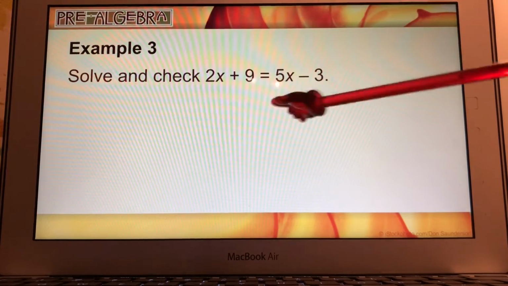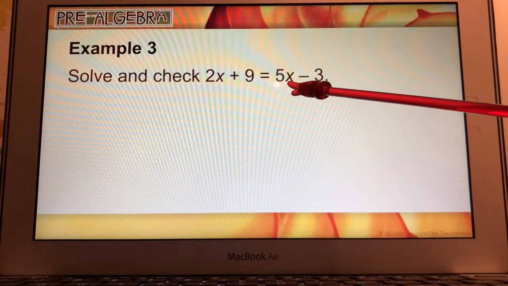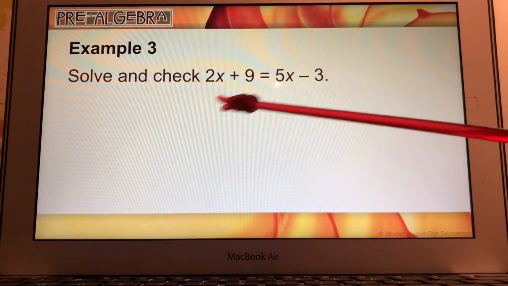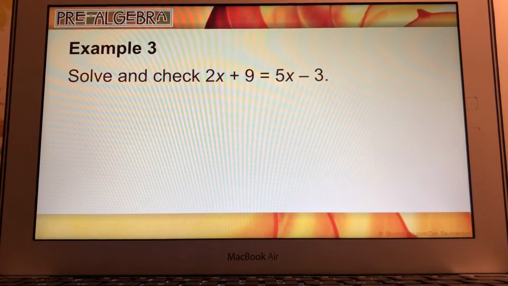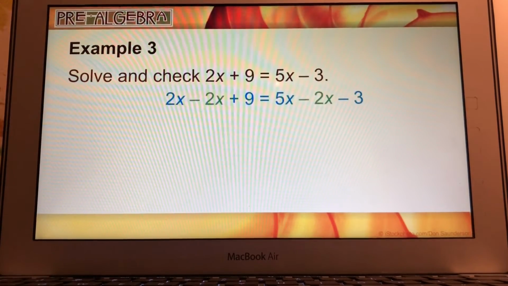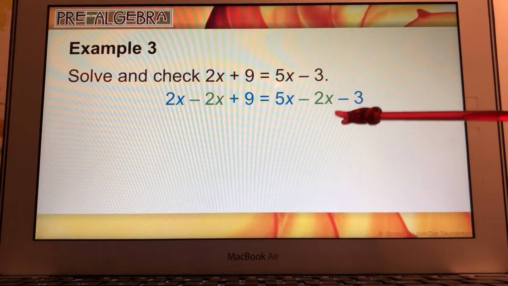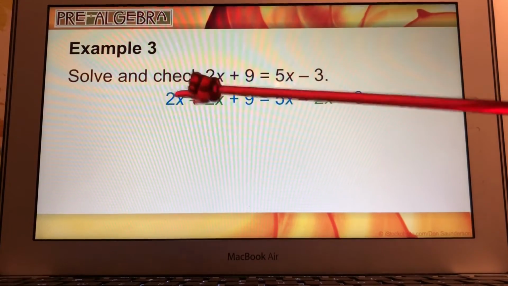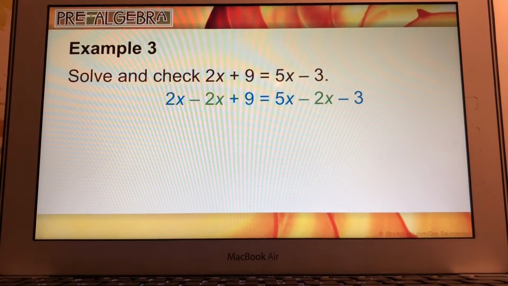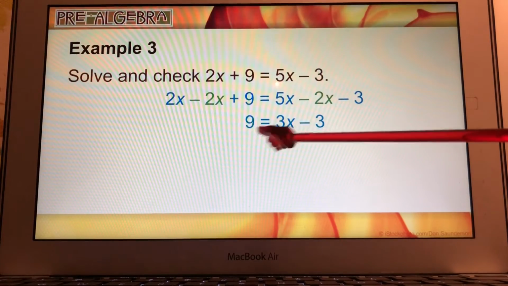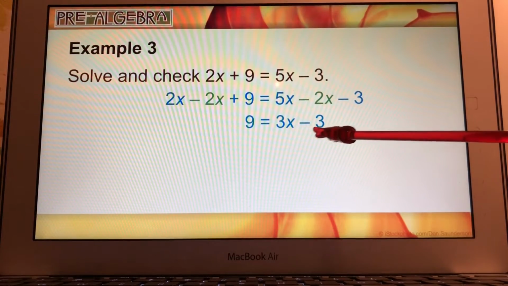For this next equation, we have like terms on both sides. So we have to decide, do you want your x's on the left and your numbers on the right, or your x's on the right and your numbers on the left? You can decide what would be easier for you. Okay, so for here, we're going to move the x's over to the right side and bring the number over to the left. So if I subtract 2x from both sides, this is going to cancel out and become 0. Then I have 9 equals 3x, because 5x minus 2x equals 3x, and then minus 3.